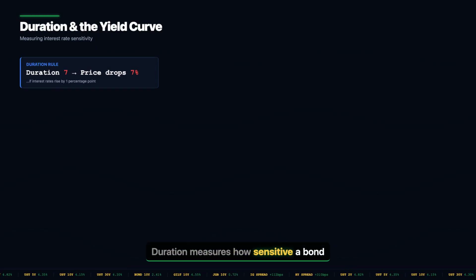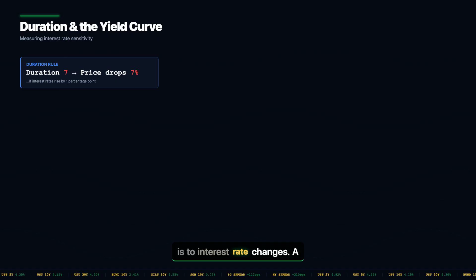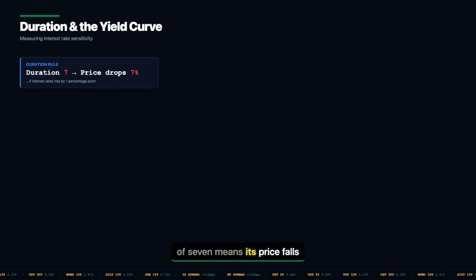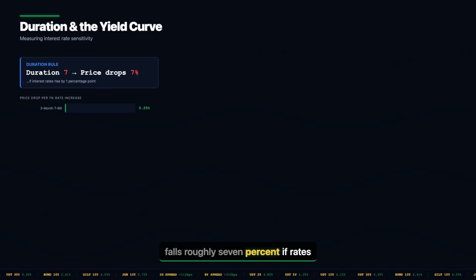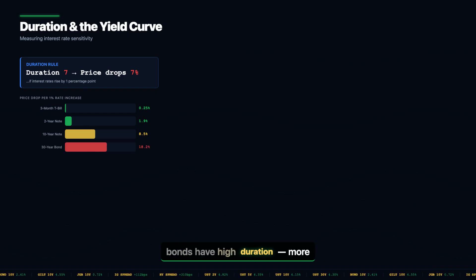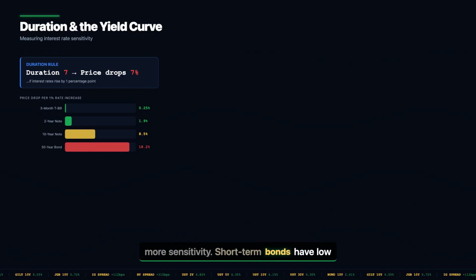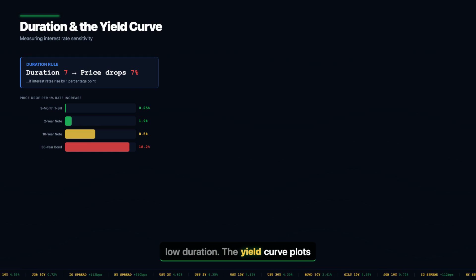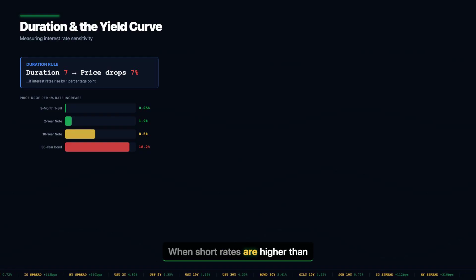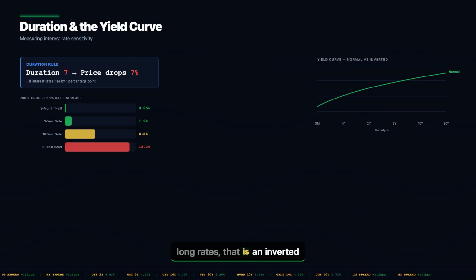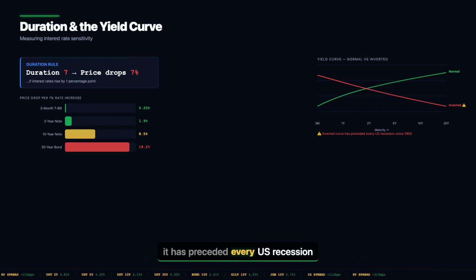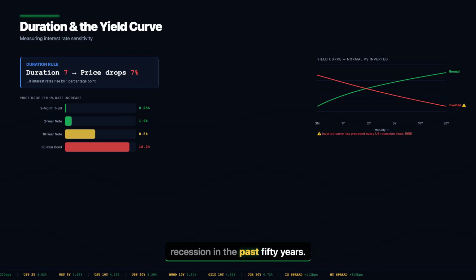Duration measures how sensitive a bond is to interest rate changes. A bond with a duration of 7 means its price falls roughly 7% if rates rise by 1%. Long-term bonds have high duration, more sensitivity. Short-term bonds have low duration. The yield curve plots short to long-term rates. When short rates are higher than long rates, that is an inverted yield curve, and it has preceded every US recession in the past 50 years.